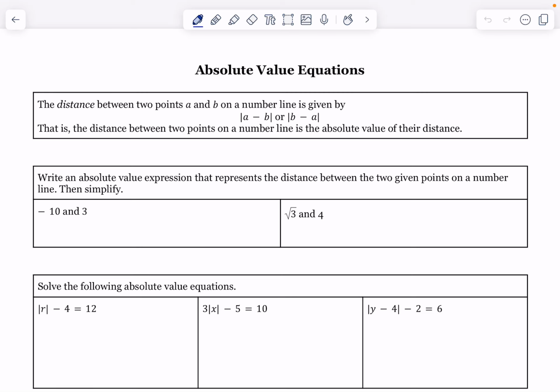This video is about section 1.6, absolute value equations. The distance between 2 points A and B on a number line is given by the absolute value of A minus B or the absolute value of B minus A. So absolute value determines distance. That is, the distance between 2 points on a number line is the absolute value of their difference.